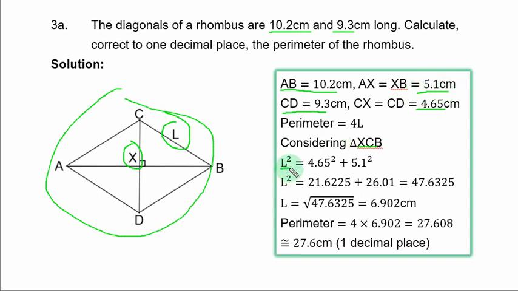So you have L squared, hypotenuse squared, is equal to 4.65 squared plus 5.1 squared. If you evaluate, you have L squared equal to 21.6225 plus 26.01. If you add, you have 47.6325. To get L, you take the square root of both sides. So L is equal to the square root of 47.6325.